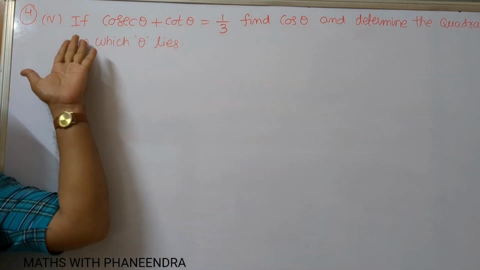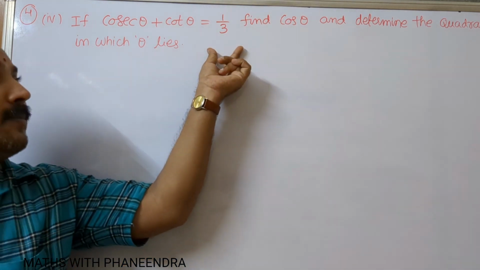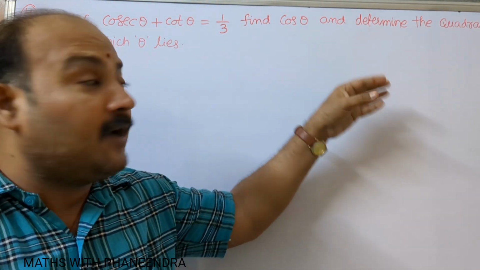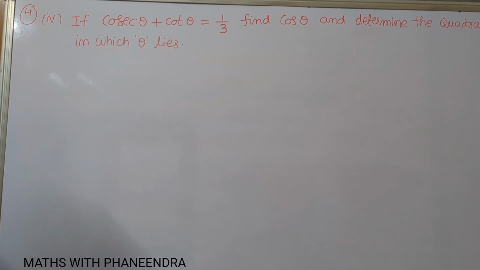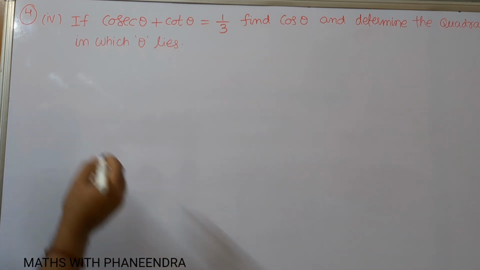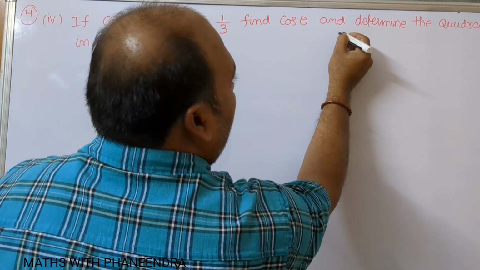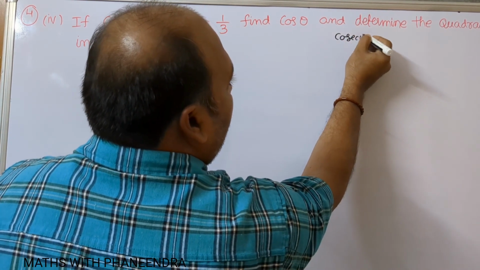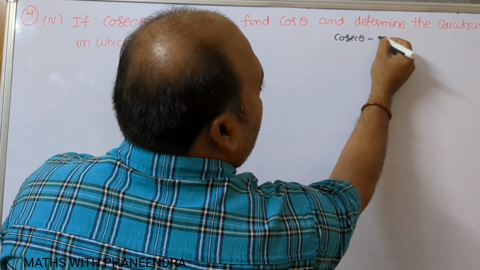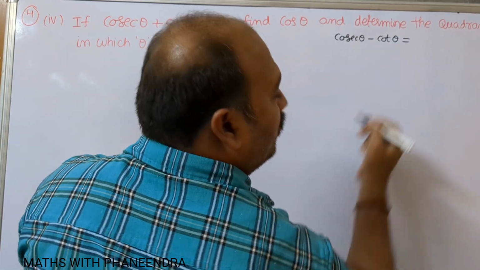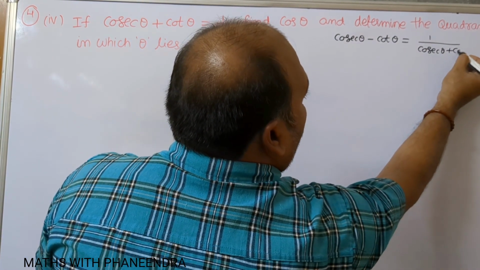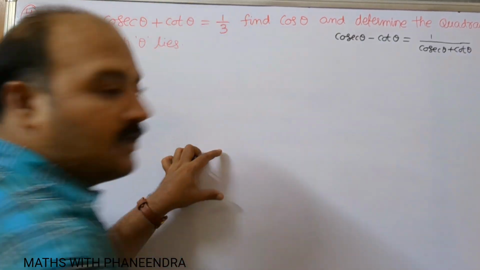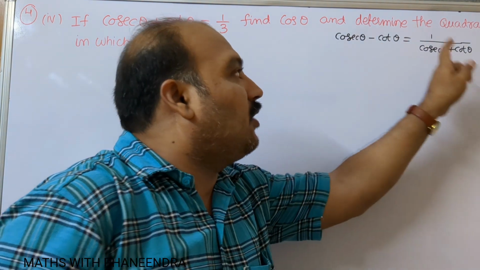The next question: if cosecant theta plus cot theta equals 1 by 3, find cos theta and determine the quadrant in which theta lies. We know from identities that cosecant theta plus cot theta is given. In identities, first I am writing the formula: cosecant theta minus cot theta is equal to 1 by cosecant theta plus cot theta, and vice versa, dear students. That means the value of cosecant theta plus cot theta will go to this side.